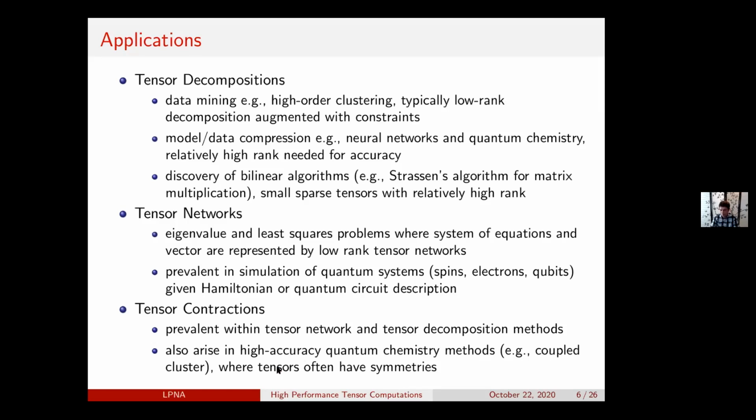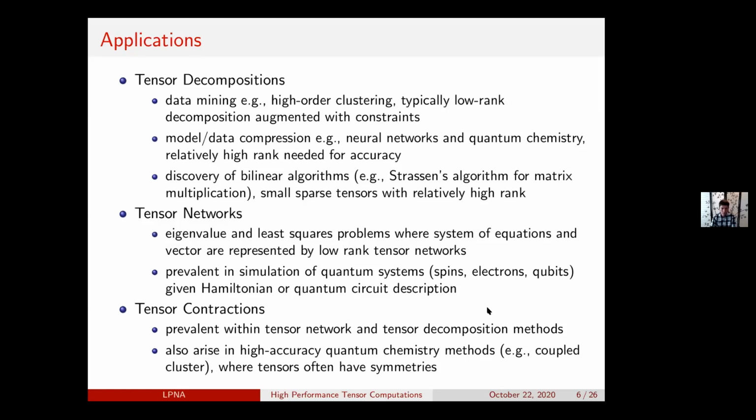And typically here, the tensors will have symmetries associated with physical symmetries in the system, conservation laws, and things like that, as well as permutational symmetry. So in this domain, it's actually quite important to exploit symmetry to reduce cost. And I'll talk a little bit about how we can do that in tensor contractions.